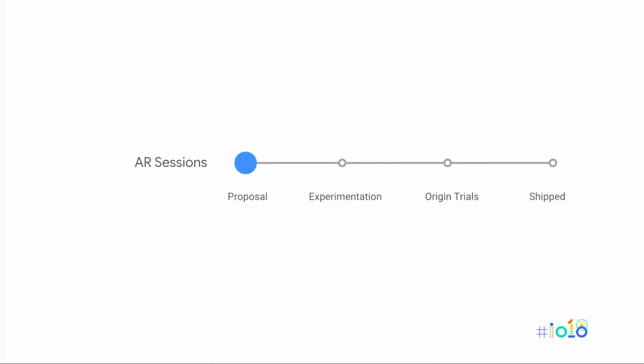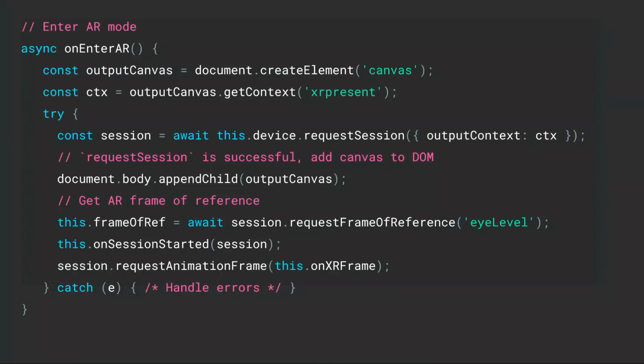The first thing to point out is that AR sessions are still in the proposal stage. We're still having conversations about the best way to do this. What that means is that when you enable these flags in Canary, you're going to have a temporary way of enabling AR mode. And you may recognize pieces of this code because it's similar to what Brandon showed you earlier when creating a magic window session, when that is not an exclusive session.